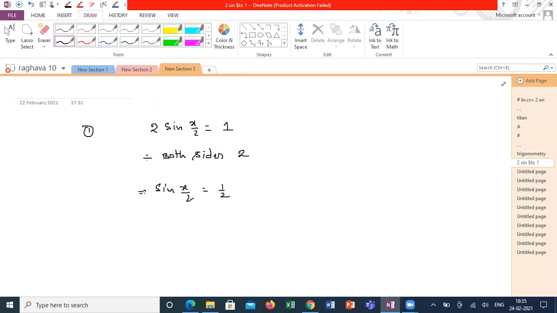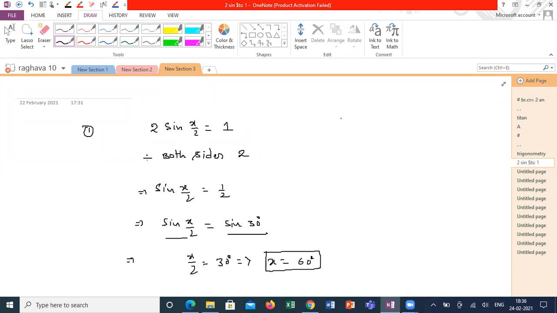Yes, sir. So in terms of sine, where I will get 1 by 2? 30 degrees, correct? So this is sine 30. When can both the ratios be equal? If x by 2 is equal to 30 degrees. So from here, what is the x value? 60.